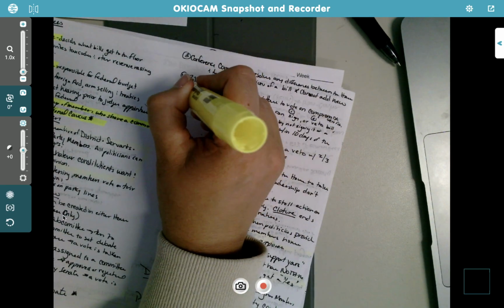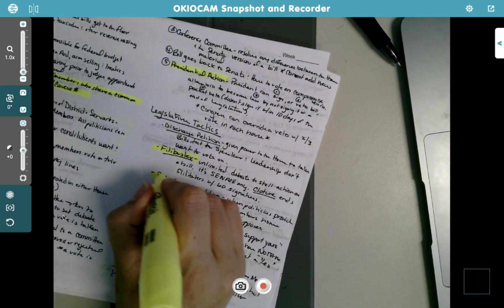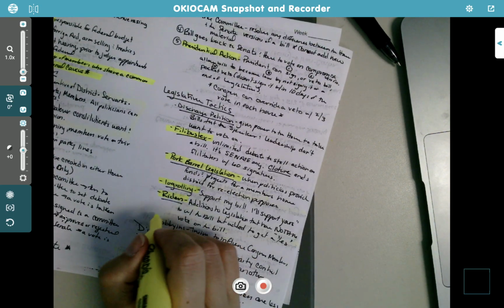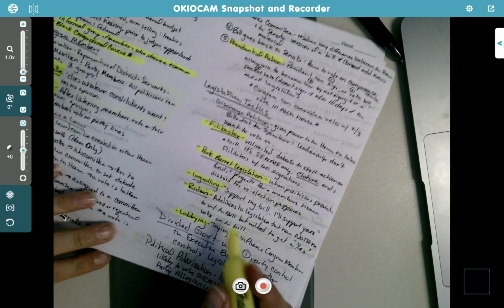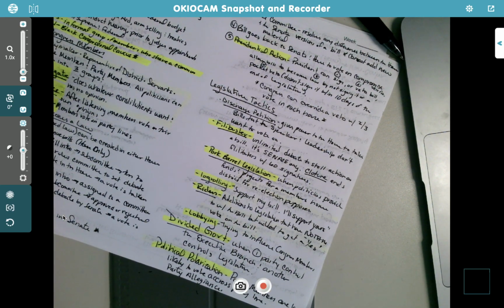You need to be aware of presidential actions. You need to know filibuster. It's very controversial. You need to know pork barrel legislation, logrolling, riders, lobbying, which is a huge topic we'll be discussing, divided government, and political polarization. All right, those are the big ones you have to know.